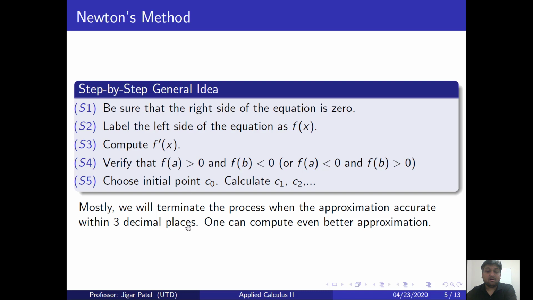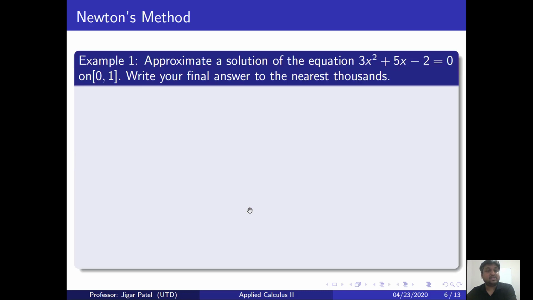All right, let's try to see a few examples. So here is the first one: approximate the solution of the equation 3x square plus 5x minus 2 equal to 0 on the interval 0 to 1. The instruction says write your final answer to the nearest thousandth. Let's try to understand this problem, and I'm going to solve it step by step.